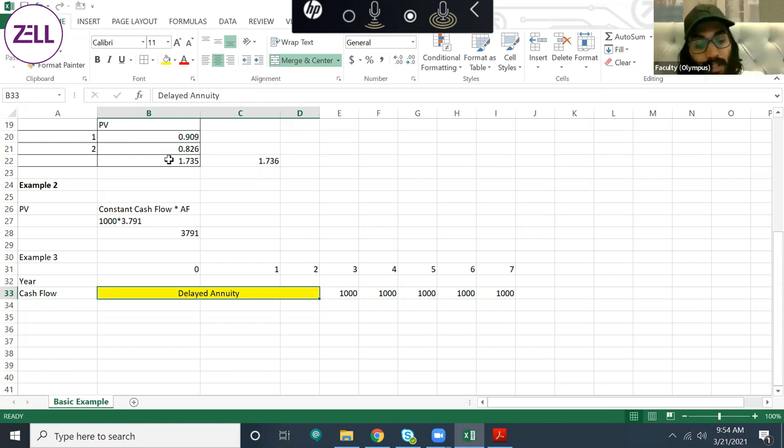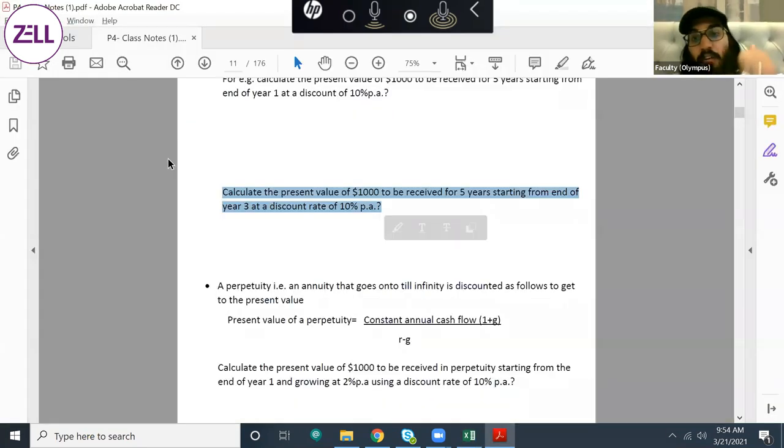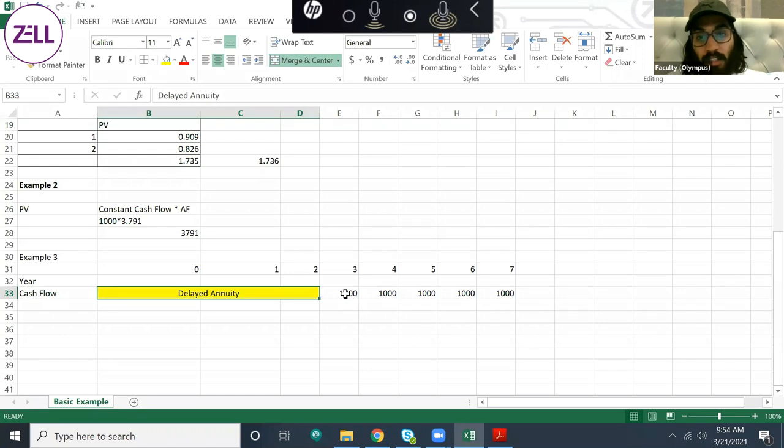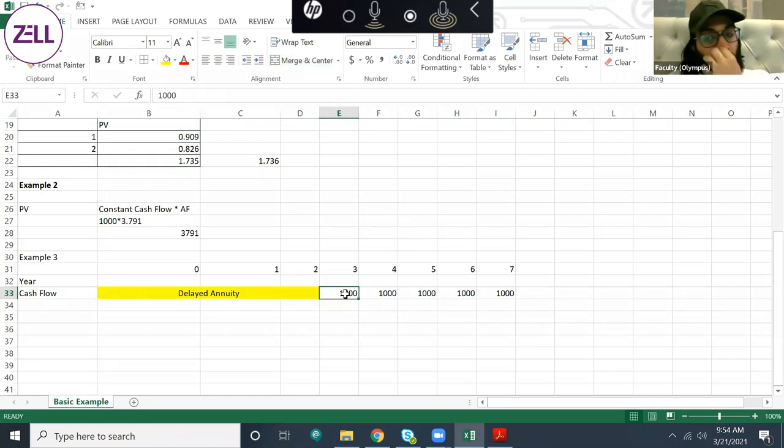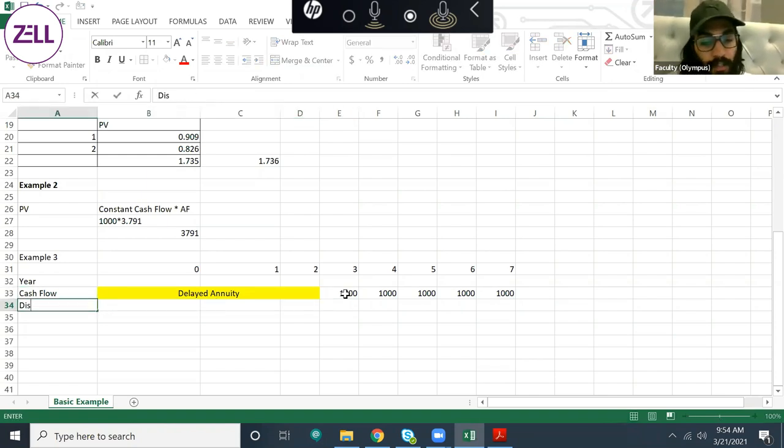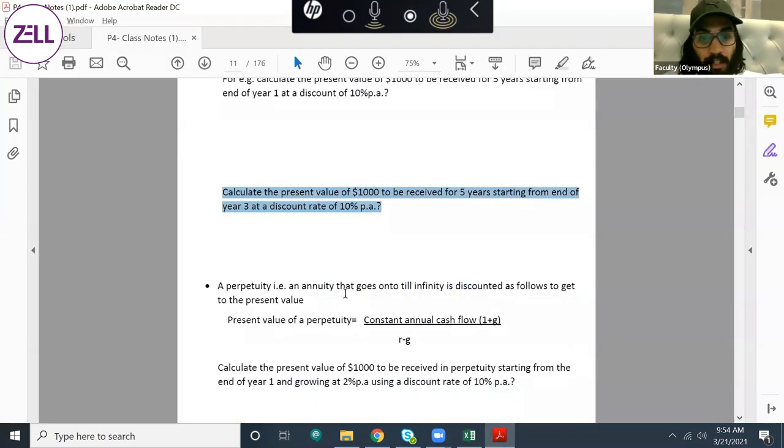So right now the question says only that it is to be received for 5 years, that means I'm going to get the money for 5 years. But this money will start coming in from the end of year 3. End of year 3 is this, because all the cash flows are at the end of the year. Okay. Now, how will I discount it? Discount factor is how much? 10%.